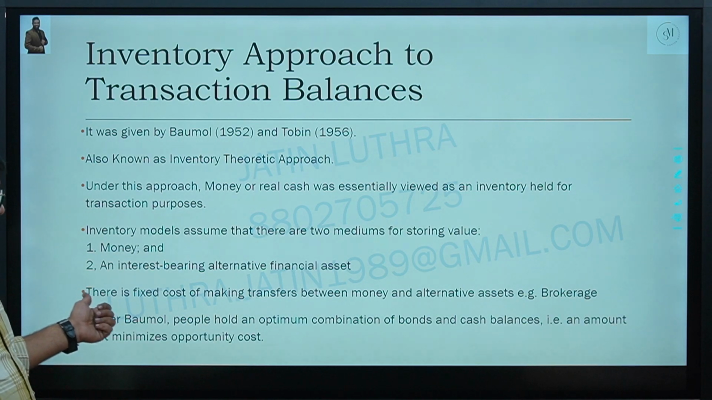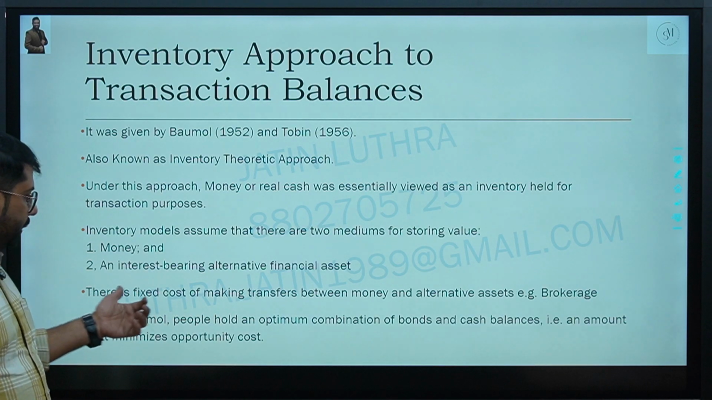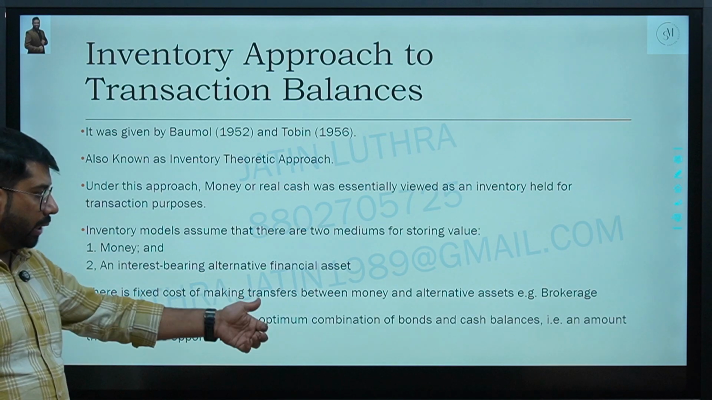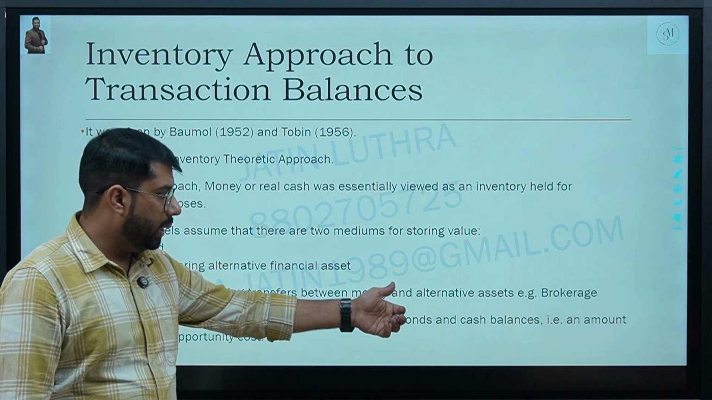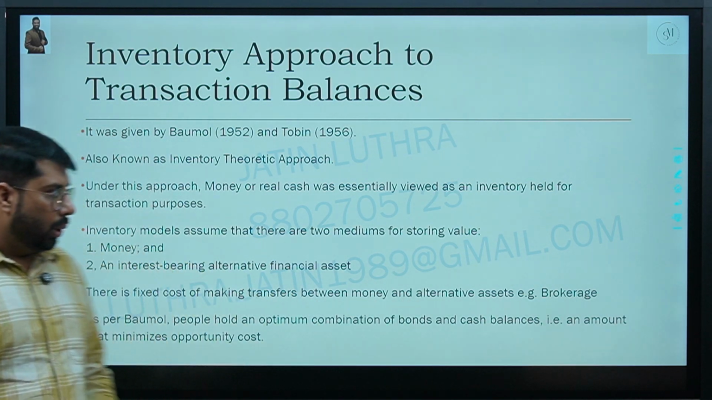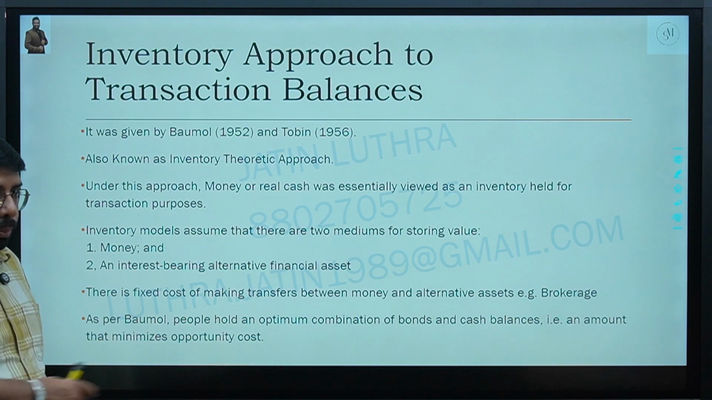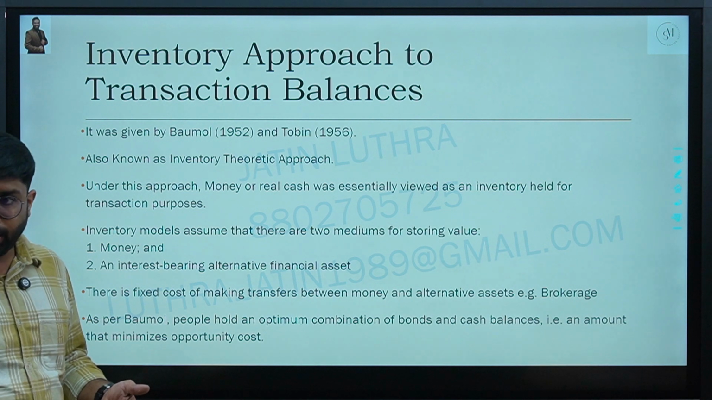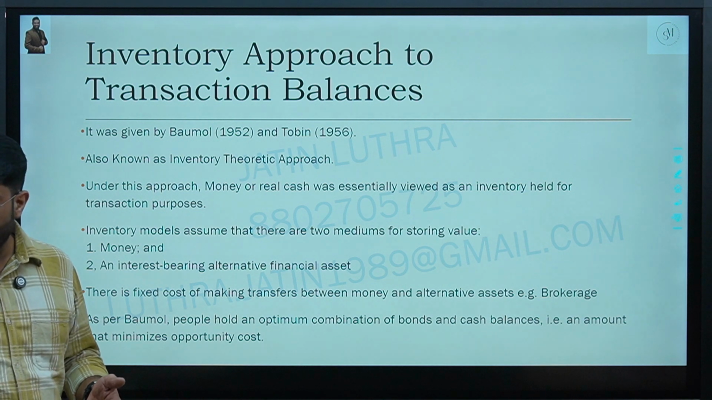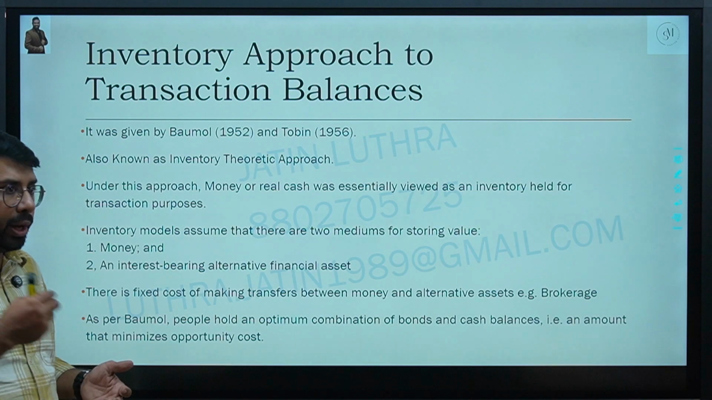Next it says we are assuming that there is a fixed cost of making transfers between money and alternative assets, for example brokerage. Means whenever you convert your money into an asset, every time you buy the asset with your money to store the value, you have to pay a brokerage.